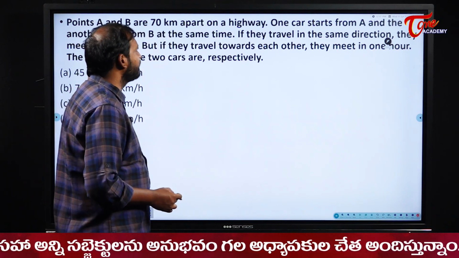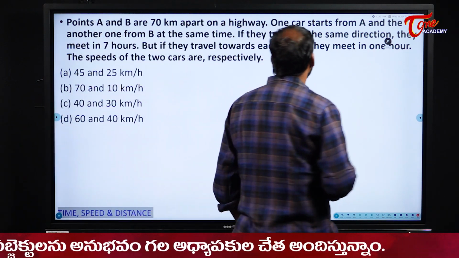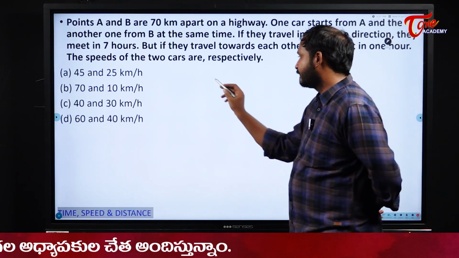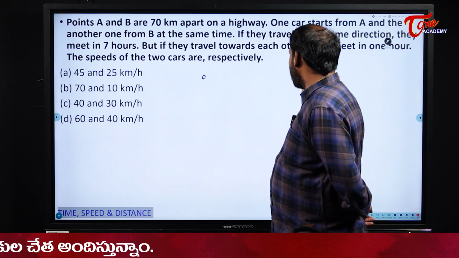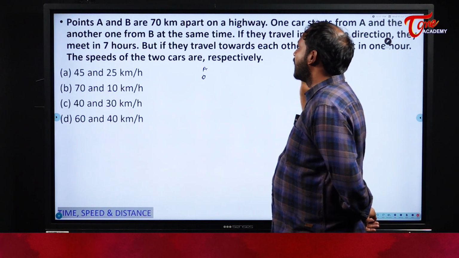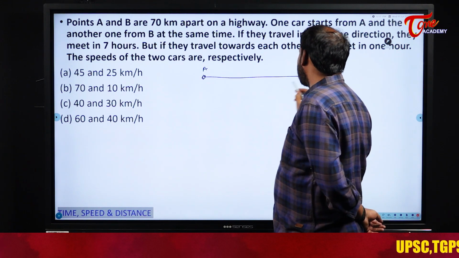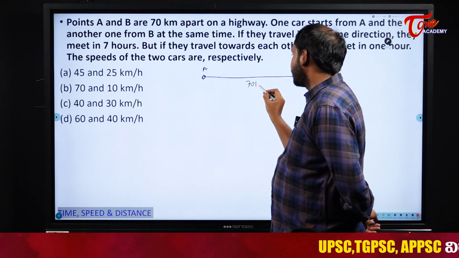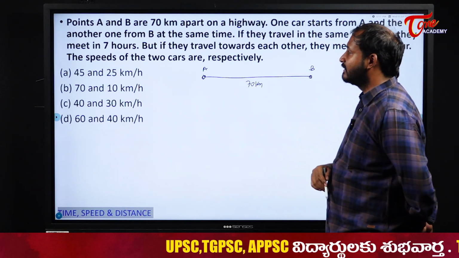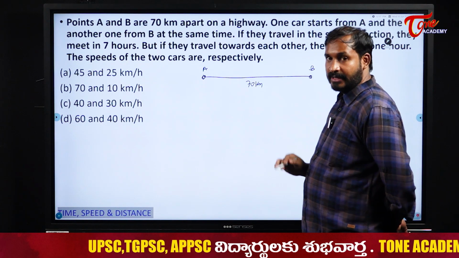Points A and B are 70 kilometers apart on a highway. One car starts from A and the other one from B at the same time.